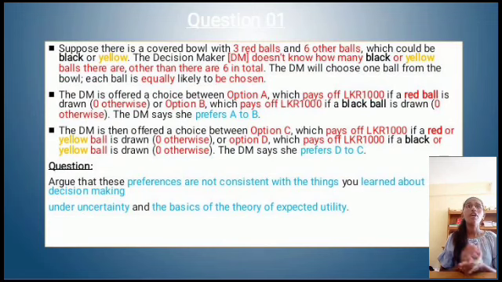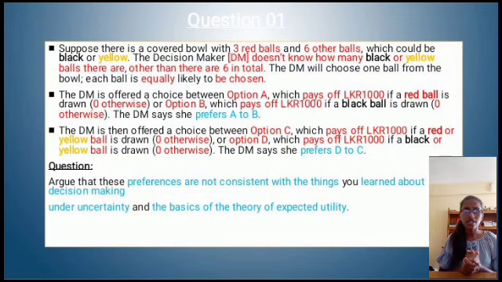This is our first take home challenge. There is a bag. This bag has overall 9 balls. 3 are red balls and 6 are black and yellow balls. The decision maker doesn't know how many black and yellow balls there are, other than that there are 6 in total. The decision maker will choose one ball from the bag. Each ball is equally likely to be chosen.